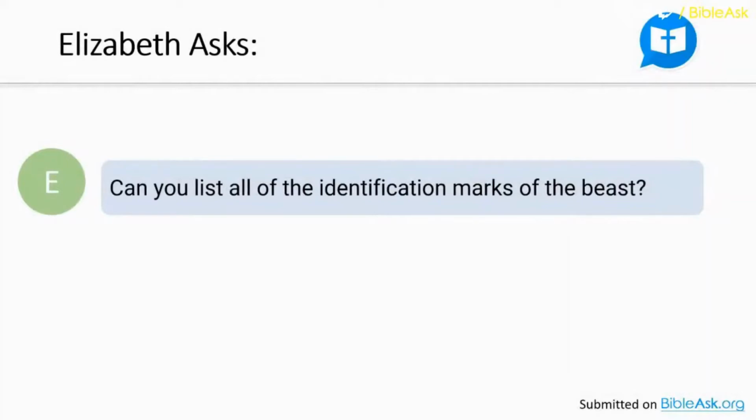So Elizabeth is asking, can you list all of the identification marks of the beast? Keyword there is all. Oh, my friend Elizabeth, you're a woman after my own heart. You want to study all of the Bible, and I think that is absolutely fantastic. And I think that's a very valid question, and I will do my best.